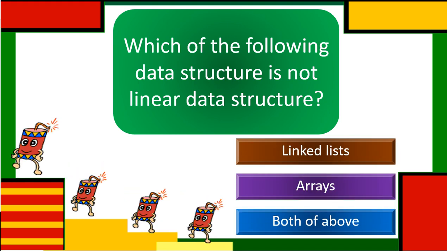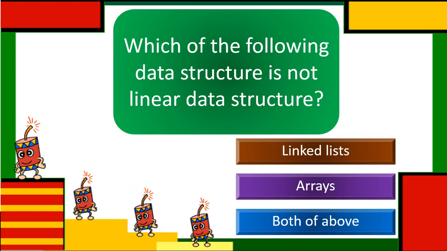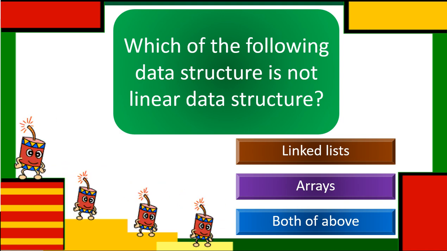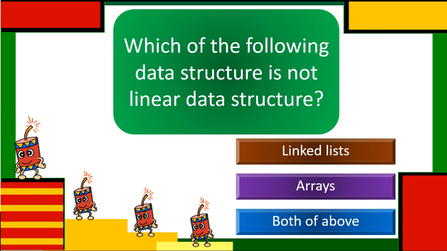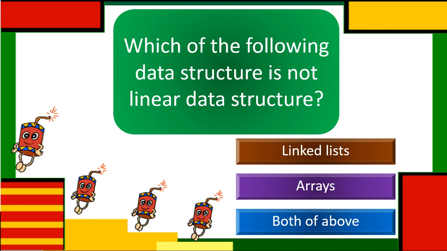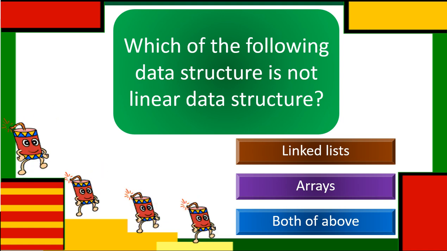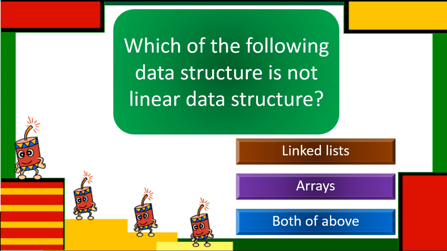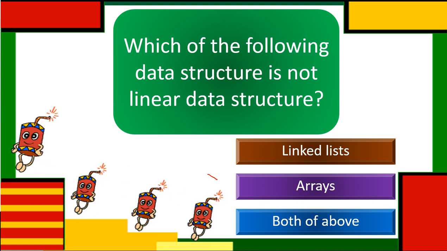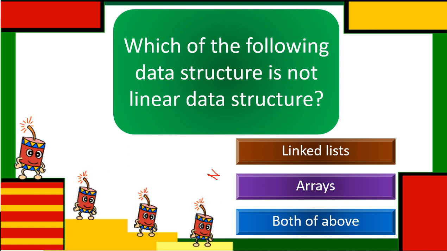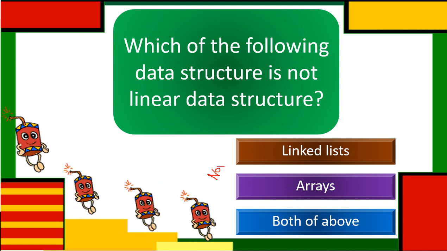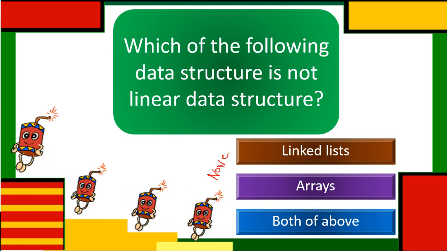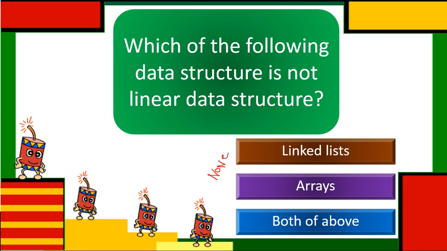So let's see the next question. Which of the following data structures is not a linear data structure? Linked list, arrays, both of above, none of above. These all are linear data structures, so we can say that the answer is none of above.